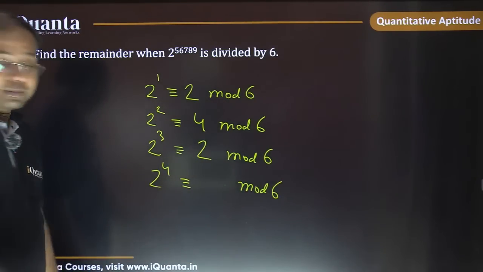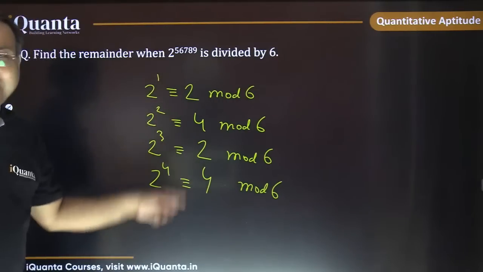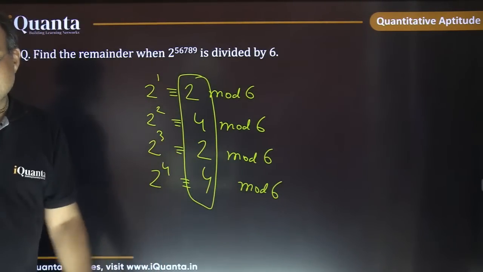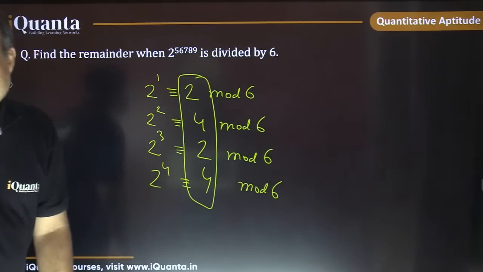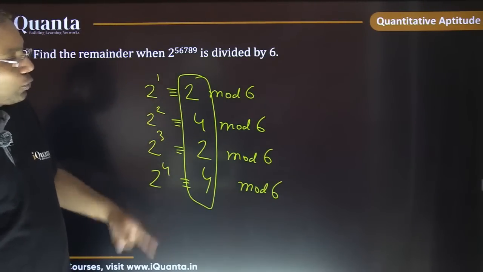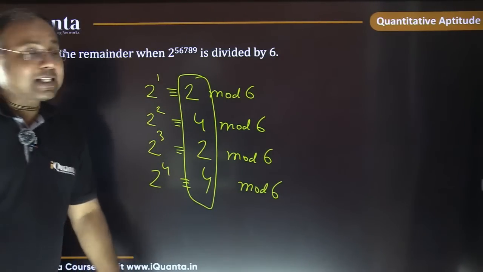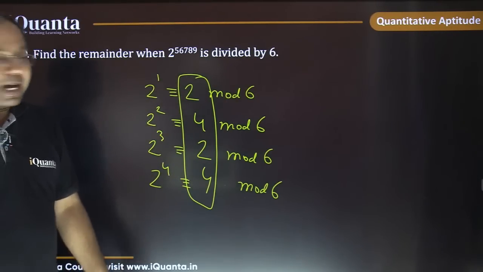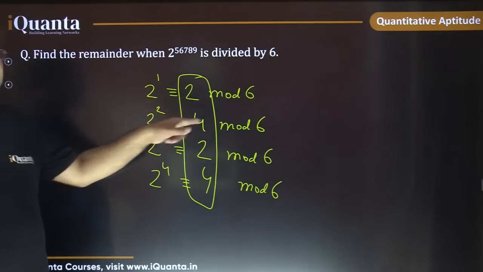It's again 4. Are you getting any pattern in the remainders so far? Yes, the pattern is there. What is the pattern? 2, 4, 2, 4, 2, 4, 2, 4. Which means whenever the power is odd, the remainder is going to be 2, and whenever the power is even, the remainder is going to be 4.